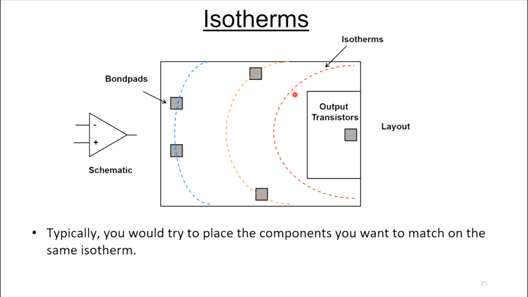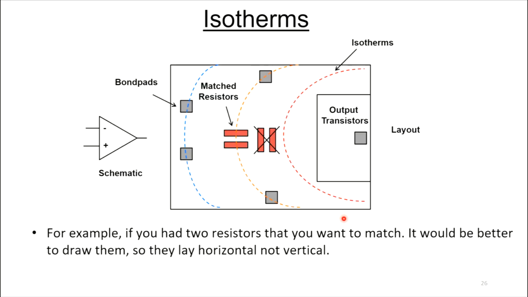So the die is going to be hot in this area and cooler the further away from the output transistors you get. So if you had components that you wanted to match, you typically want to put them on the same isotherm here. You wouldn't want to locate one at the cool end of the die and one at the hot end of the die. That would probably be a bad idea. As an example, if you had two resistors and you were trying to match them, it would probably be better to draw them horizontally as opposed to vertically. If you drew them vertically, one of them is always going to be a little closer to the output transistor, and that resistor is always going to be a little bit hotter.